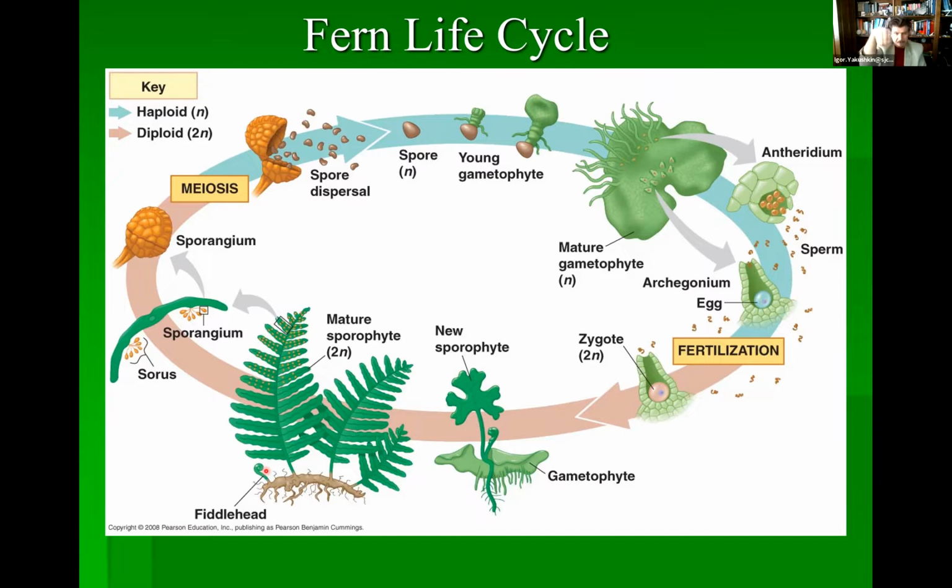So in this particular case, the fiddlehead later on opens up, and then we have the frond. On the back side of the frond, there are clusters of sporangia. Those particular clusters are known as the sorus, a single cluster, sori plural. Within the sorus, we'll have a sporangium. In the sporangium, meiosis takes place, producing spores.